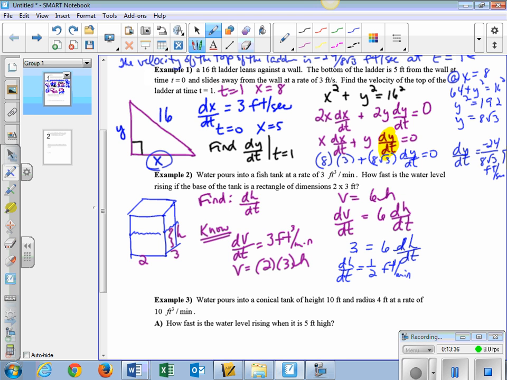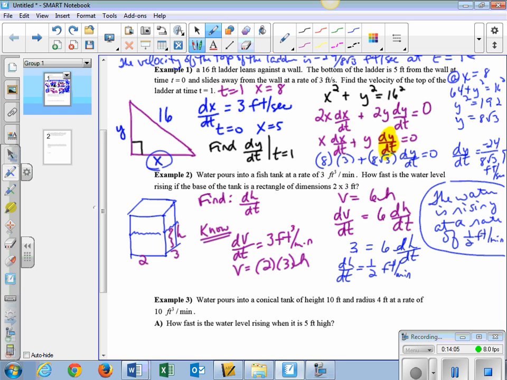Okay, now go back to the question. It says, how fast is the water level rising? So let's answer that question. The water is rising at a rate of 1/2 feet per minute. Okay, there it is.